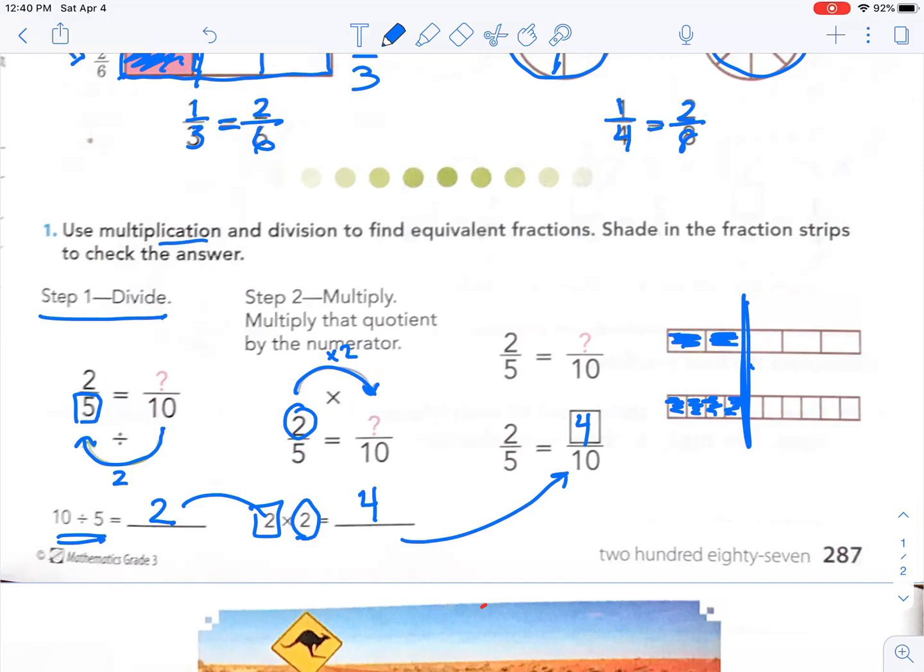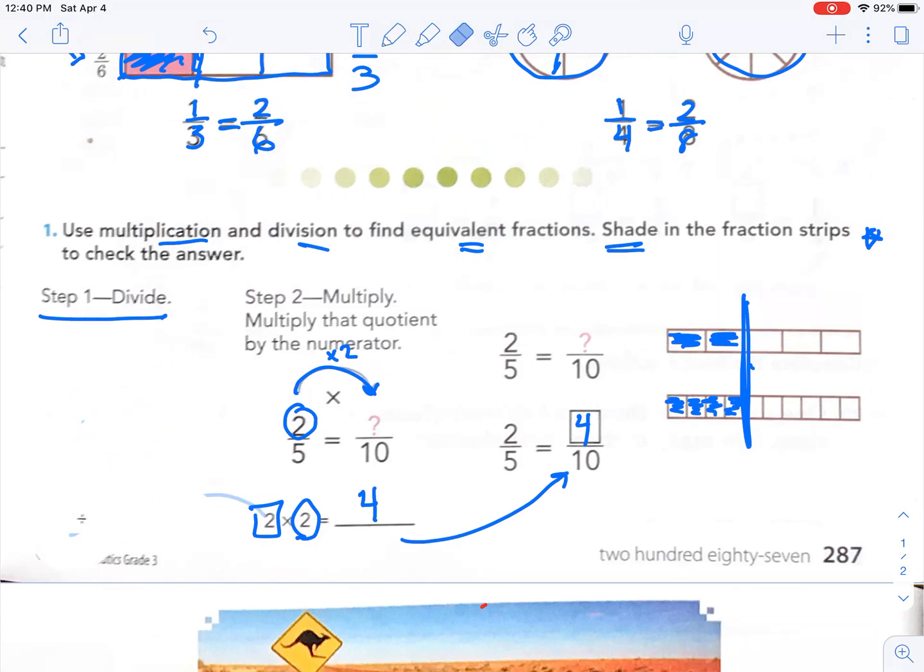Okay, so we use multiplication and division to find equivalent, that's equal fractions, and then we shaded the fraction strip to check the answer. So we did all of our instructions right there. Now, the one thing I want to show you is the way that I want us to do this problem in class. So I'm going to erase this.